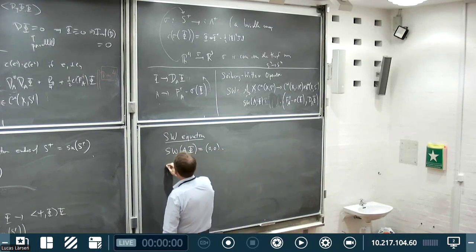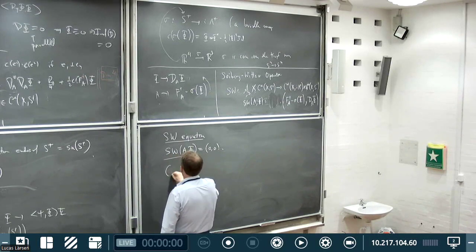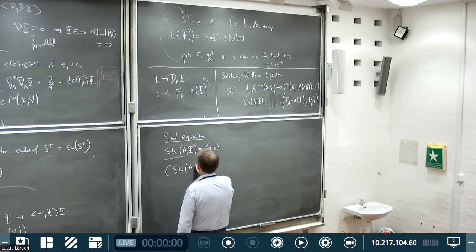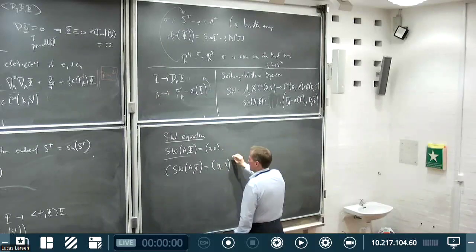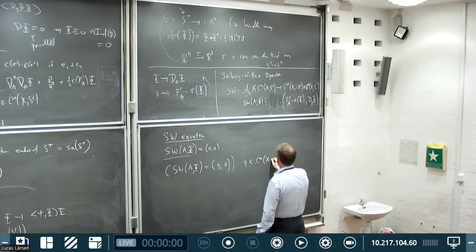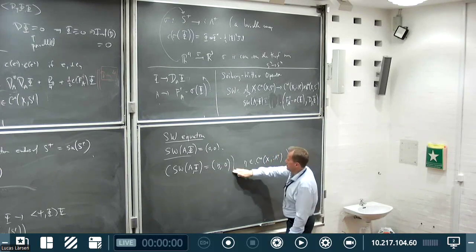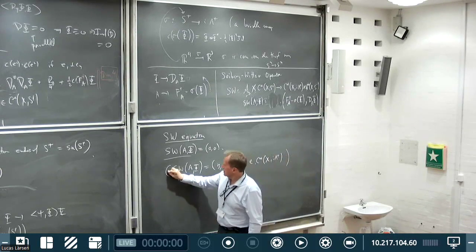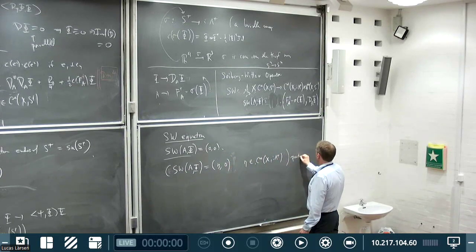It turns out we'll also study this equation where A is some fixed imaginary self-dual form. That's the perturbed Seiberg-Witten equation.